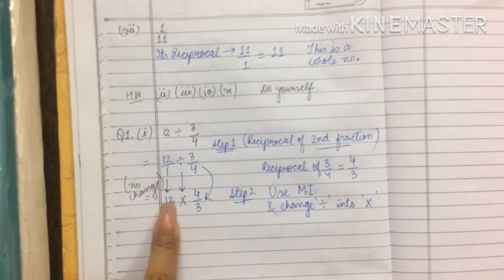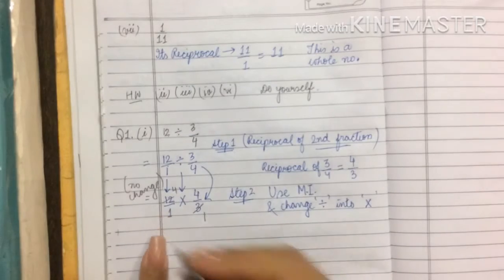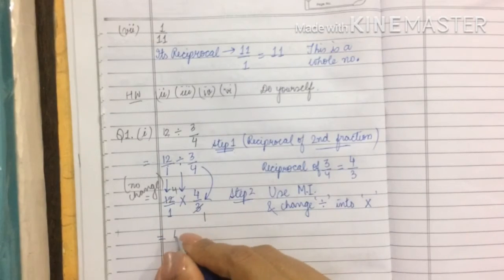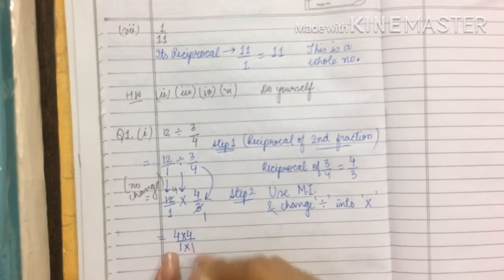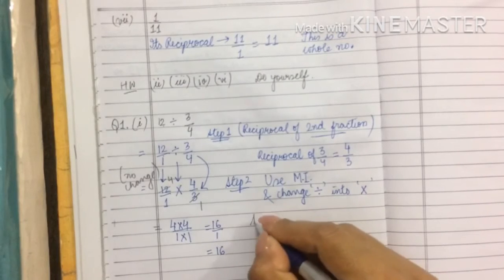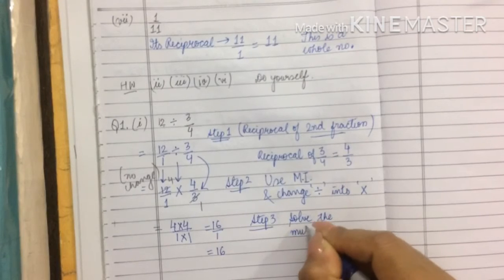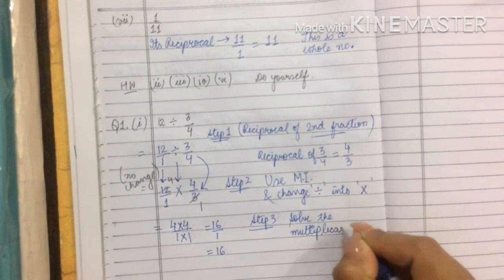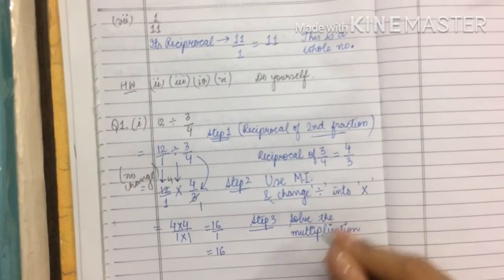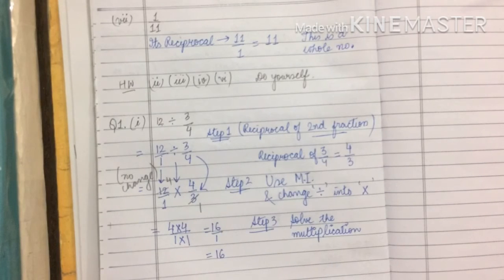I'll be cancelling 3 and 12. So let's cancel. 3 ones are 3, 3 fours are 12. Then multiply the numbers in the numerator and multiply the numbers in the denominator. So I get 16 over 1. This is 16. So step 3 is to solve the multiplication. I hope you remember the steps of simplification of a product. When you multiply two fractions, you have to simplify, give the answer in the lowest terms, and in case it's an improper fraction, you have to change it to a mixed number.